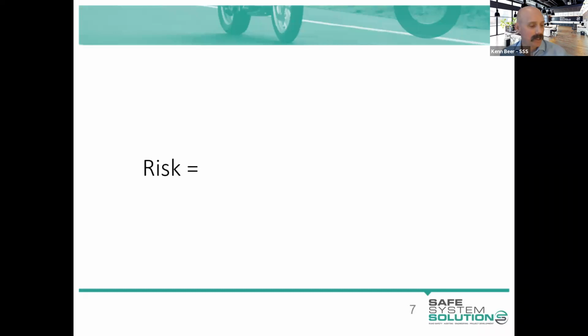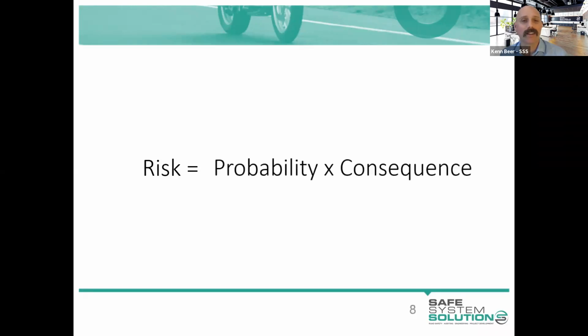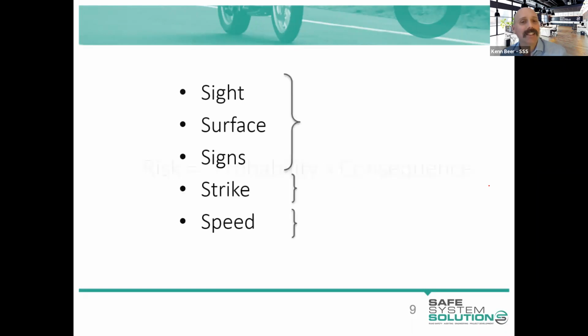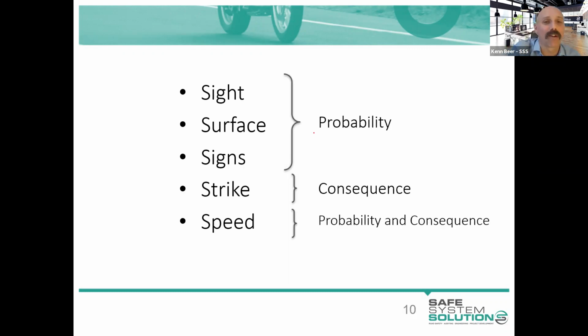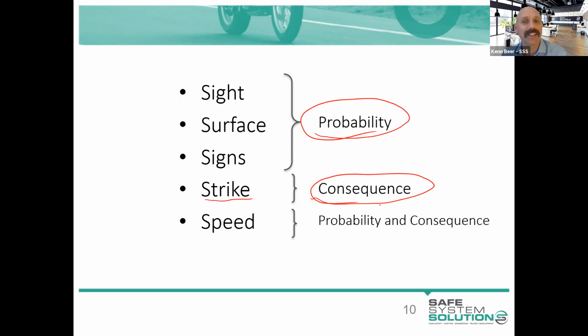Okay, risk. We've talked about this, and you've done some practice risk rating. It's really the probability times the consequence, or the likelihood times the severity, however you want to phrase it. It's the chance something is going to happen and how bad it's going to be. When we look at those S's, the sight, the surface, and the signs are all trying to address the chance of the crash, the likelihood or probability of the crash. The strike: the crash is happening, so how do we minimize the consequence, or what is the consequence? How bad is it going to be?